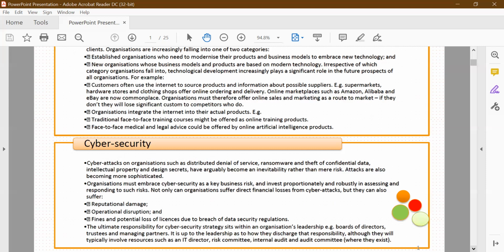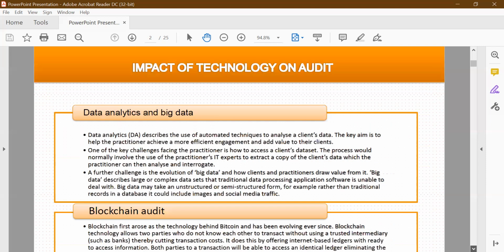The top leadership will typically involve the IT director, the internal audit, the audit committee, the risk committee, etc. But the strategy should flow from the top, the leadership of the organization, to the bottom. It's very, very important. So here we've talked about the impact of technology on audits. We've looked at how the internet creates its own problems when it comes to cybersecurity issues.